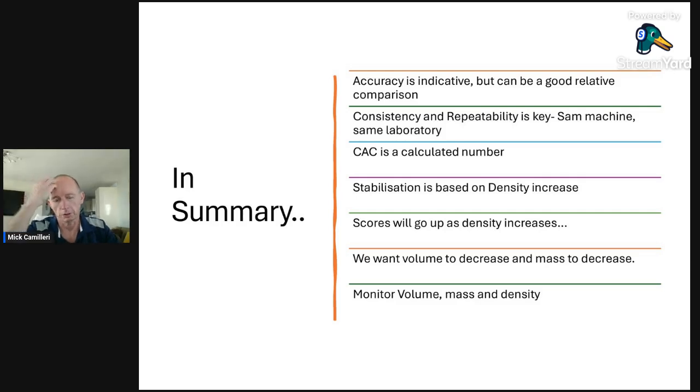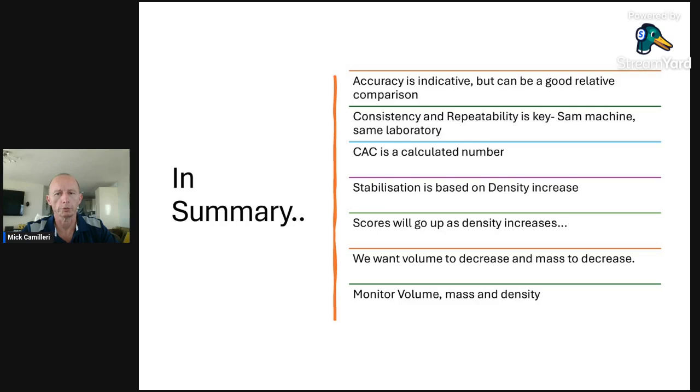So in summary, remember that the CAC, use it as an indicative number, not as an absolute. If you don't use the same machine, then you can't even use the reference as consistent because there'll be many confounders. Consistency is key. Use the same machine if you can in the same lab. It's a calculated number. We want to see more than just the finished sum. It's like saying the number 42. I can come up with the number 42 many different ways. But if I just say, okay, 42, so what? It doesn't really tell me anything.